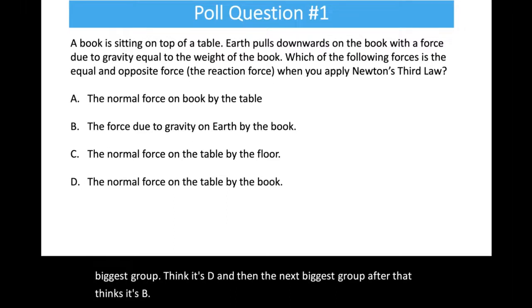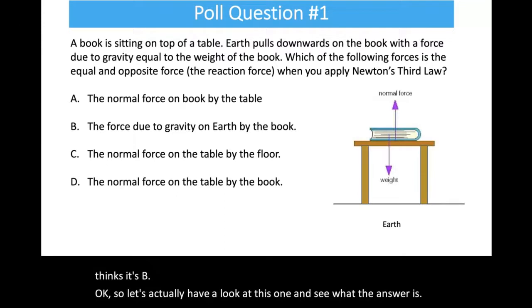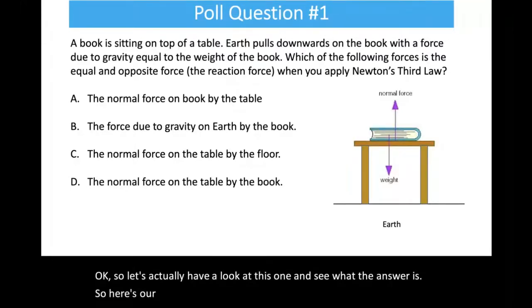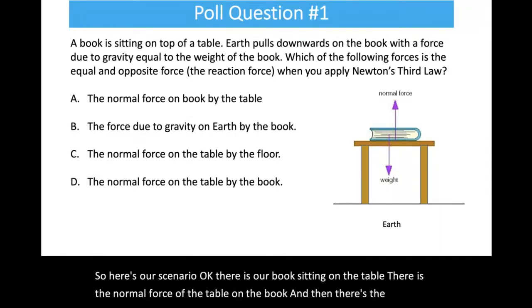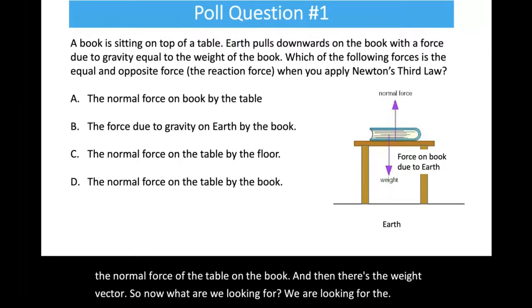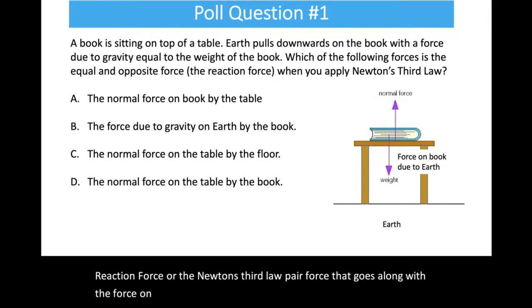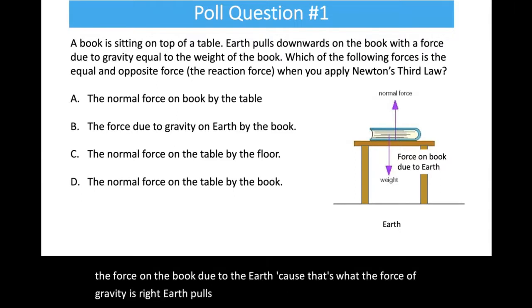Okay, so let's actually have a look at this one and see what the answer is. All right, so here's our scenario. There's our book on the table. There's the normal force of the table on the book, and then there's the weight vector. So now what are we looking for? We are looking for the reaction force, or the Newton's third law pair force, that goes along with the force on the book due to the Earth, because that's what the force of gravity is. Earth pulls downwards on the book with a force due to gravity.